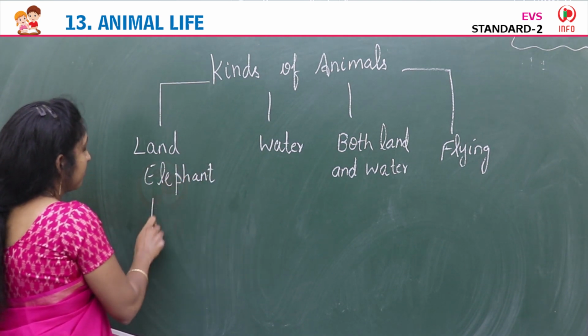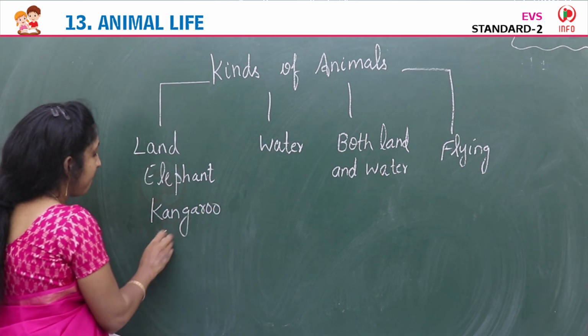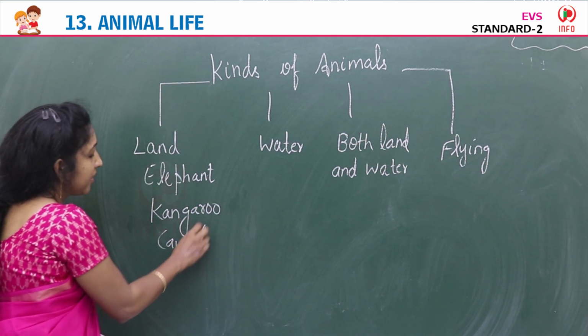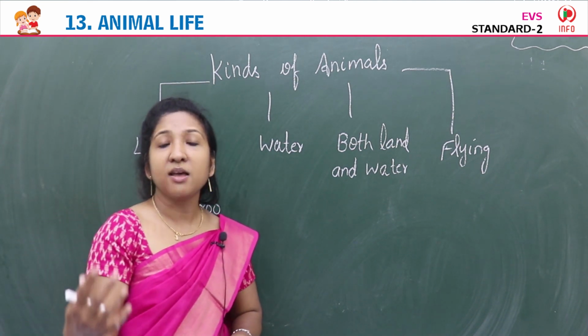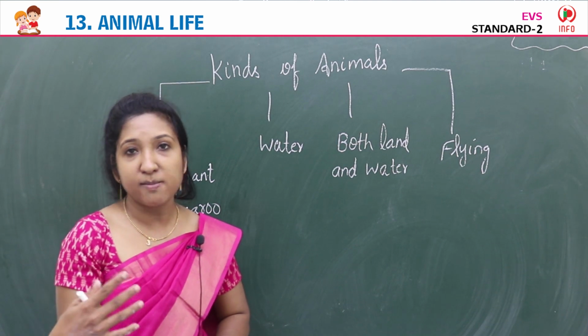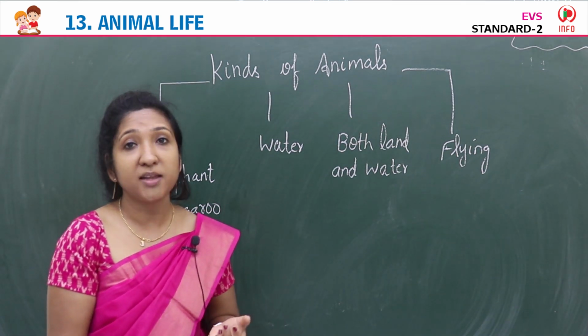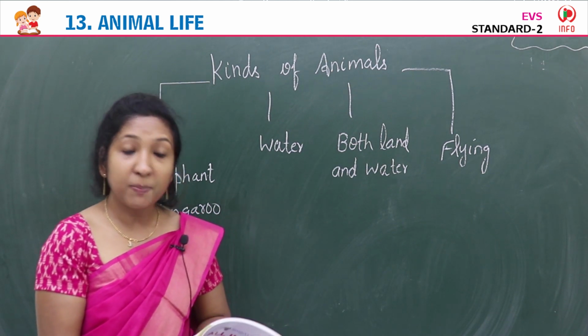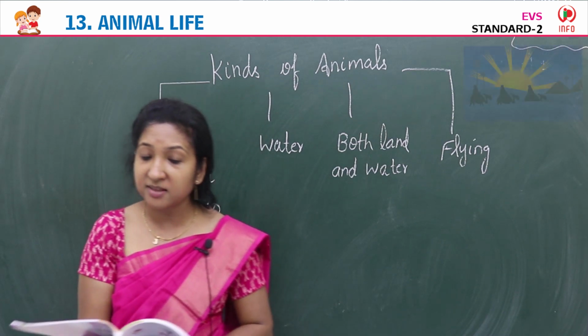Elephant, kangaroo, camel, many animals we can see around us, and also the animals in the forest, they all are land animals, animals that live on land. Elephant is the biggest animal on land. Then, some animals live in very hot places. Let us see which are they.